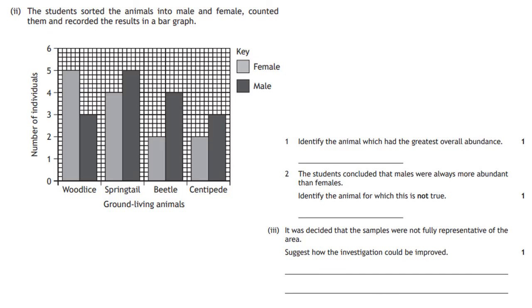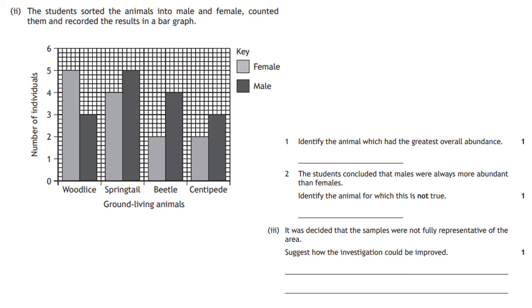So here's my wee bit of the experiment that they've done, right? The students sorted the animals into male and female, counted them and recorded the results in a bar graph. So I've got the woodlice, male and female, the springtails, beetles and centipedes, okay? Up the side of the graph there, I've got a number of individuals. Identify the animal which had the greatest overall abundance, right?